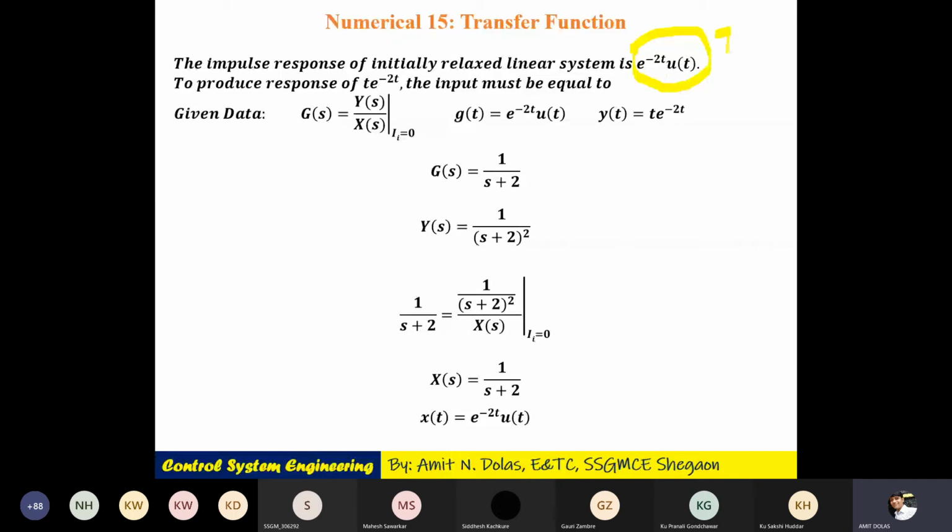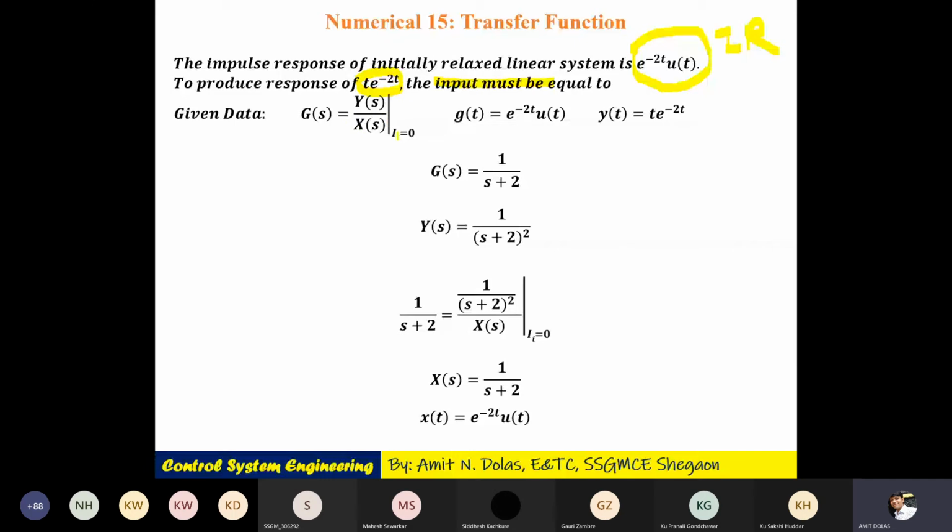जनरली हम impulse response को शॉर्ट टर्म में IR कहते हैं. और एक दूसरा रिस्पॉन्स है सिस्टम का जो कि t into e raised to power minus 2t है. ये लाने के लिए what must be the input? पहले इसमें इनपुट दिया था, रिस्पॉन्स पूछा था, अभी इनपुट ही क्या है पूछ रहे हैं.